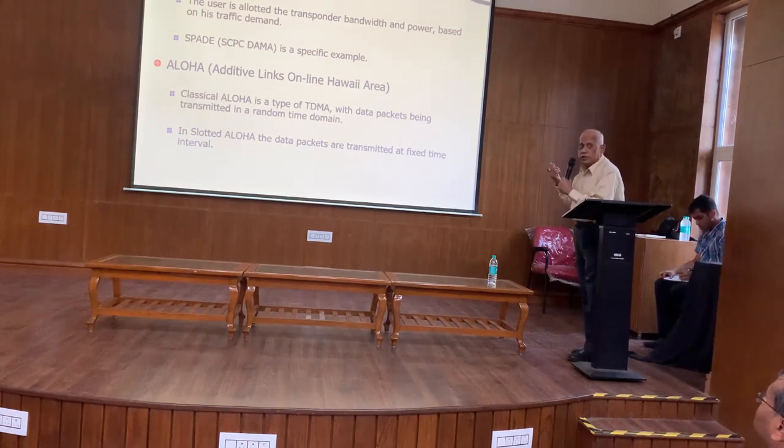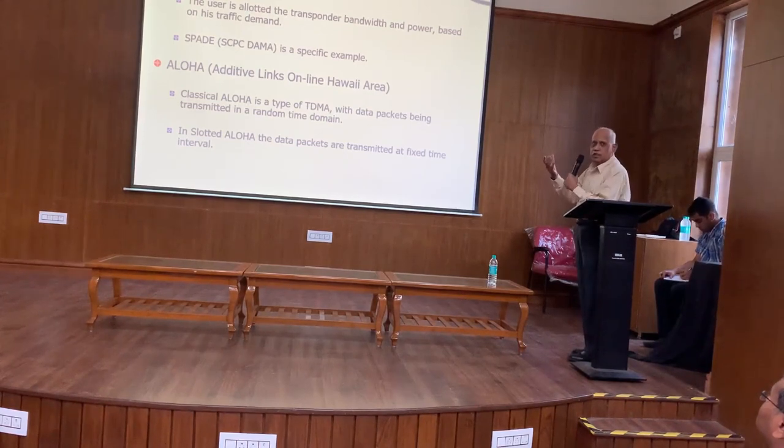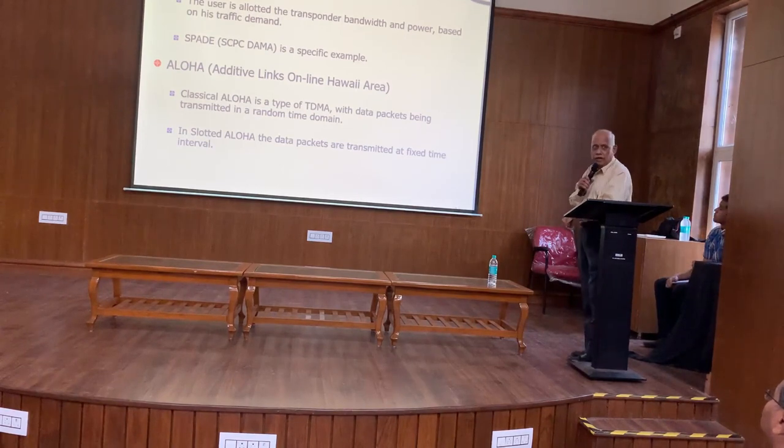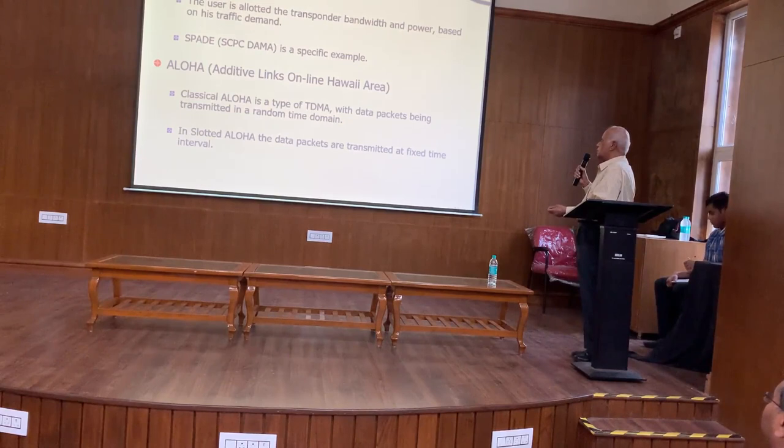A transponder will be allocated its bandwidth. Allocated means what? It has a bandwidth and the transponder power is there. These two resources are the most valuable resources. Based on the traffic demand, these resources will be allocated to a given user. This is called demand assigned multiplexing.